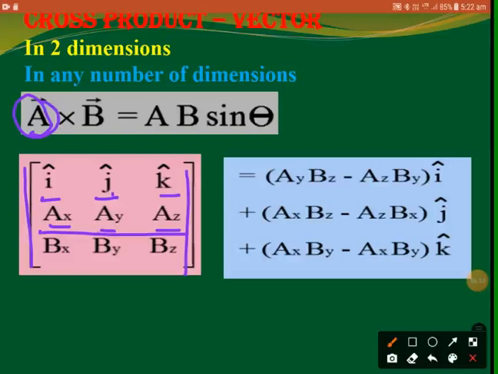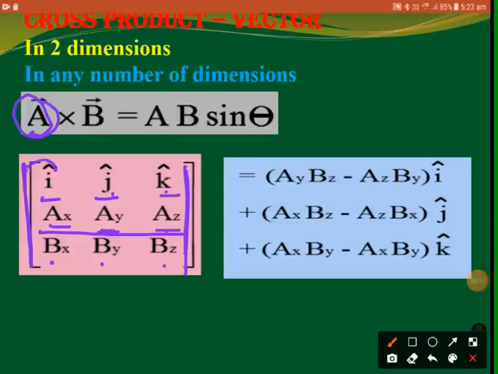Below this y, you write the component of a along the y-axis. Below z, you write the component of a along the z-axis. Similarly for b also, you write here for b the component of b along the x-axis, the component of b along the y-axis, the component of b along the z-axis, like that. And then you try to do this, like this we call it a matrix. How to do this matrix? Actually, you try to take the product like this.